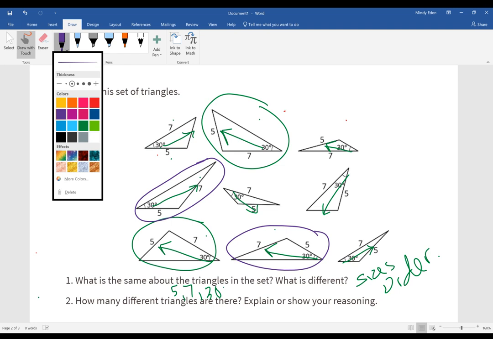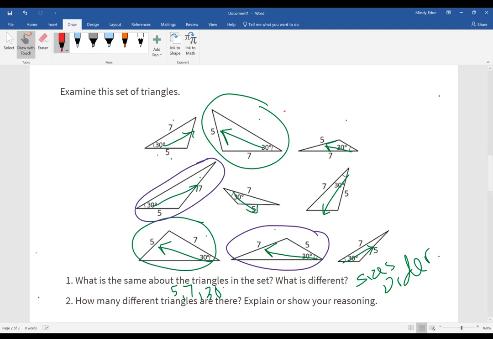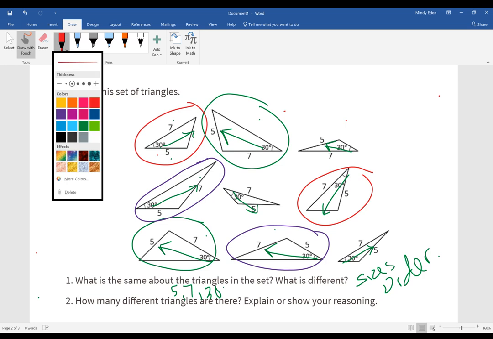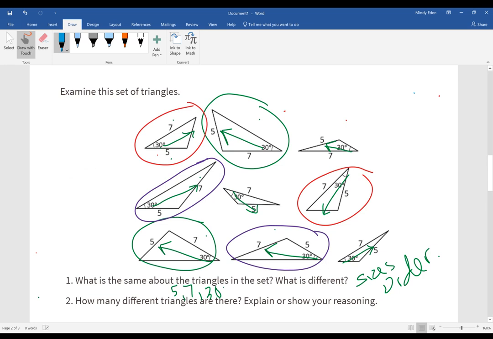So let's look at what's left. So across from this 30 is blank. That 30 has a 5, that 30 has a 5, and this 30 across from it is a blank. So those are the same. And then for my last color, I'll go ahead and use blue. Across from that 30 is a 5. Across from that 30 is a 5. So I actually have 4 different triangles.